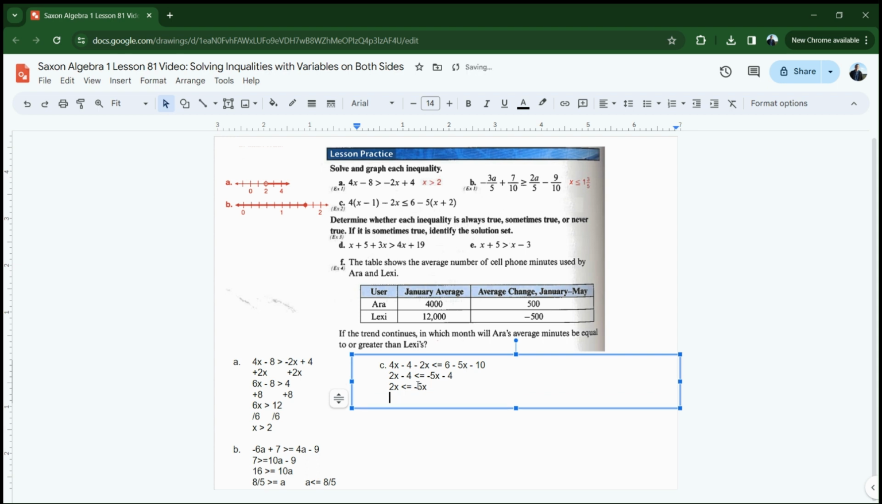Let's just solve this the way we always solve it. I'm going to add 5x to both sides. It gives me 7x is less than or equal to 0. Because I just added 5x on this side and there's nothing left, so it's 0. Hey, if I divide both sides by 7, what do I get for a value for x? X is less than or equal to 0.